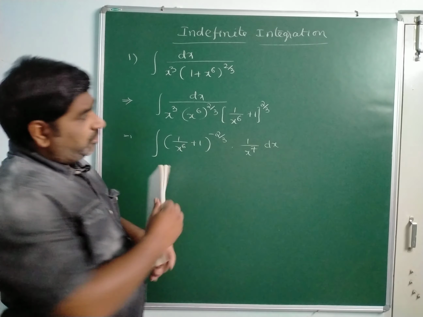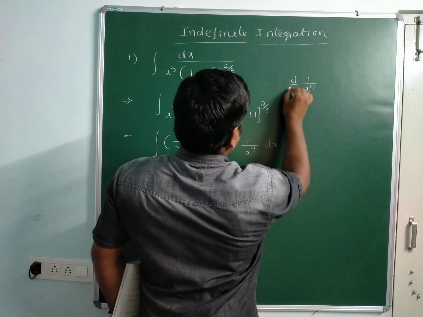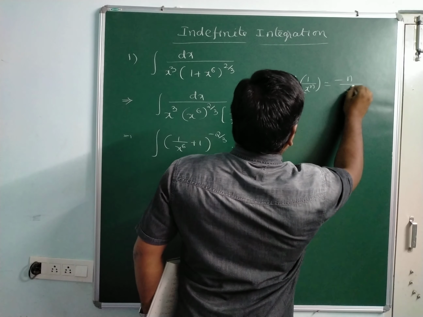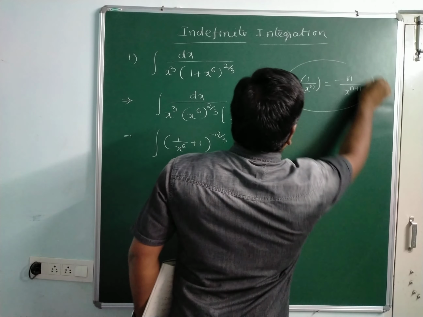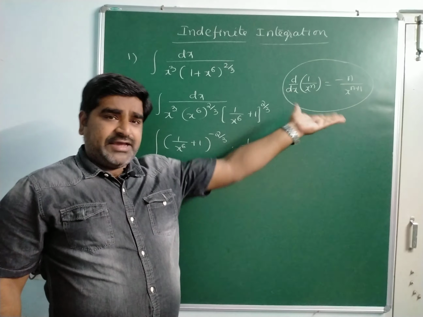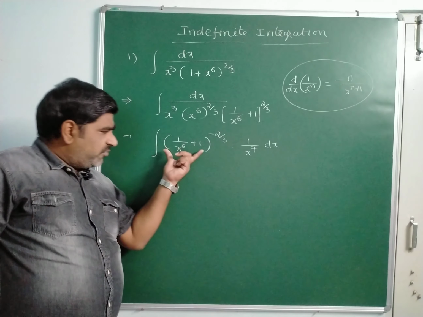Now, do you know the derivative of 1 by x power n? d by dx of 1 by x power n is minus n by x to the power of n plus 1. This is the derivative of 1 by x power n. So now, what is the derivative of this term?